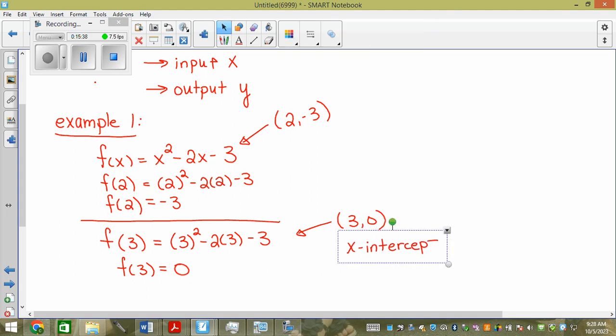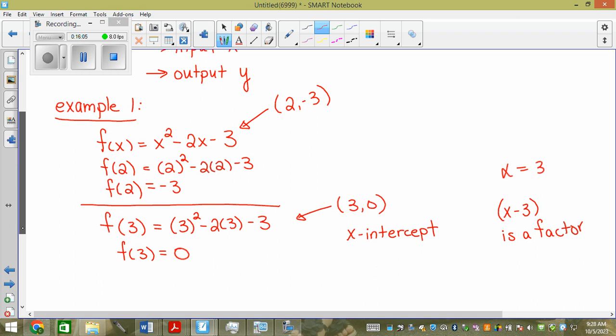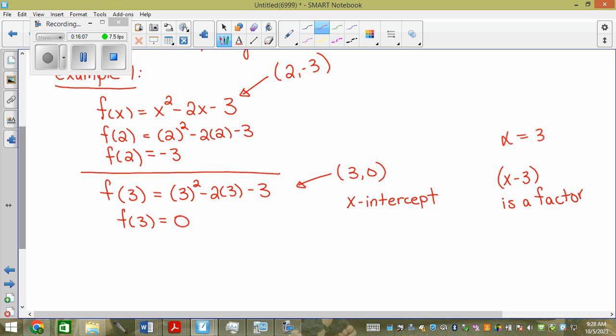Could I work it back to a factor now? Could I work it back to a factor if I know it's an x-intercept? What would the factor be? So this is indirectly telling me x minus 3 is a factor. Because we move it back, right? We would have x equals 3, and we subtract it over and get it equal to 0, right? We've done that over and over and over. Still grade 10. We haven't done anything crazy, right?